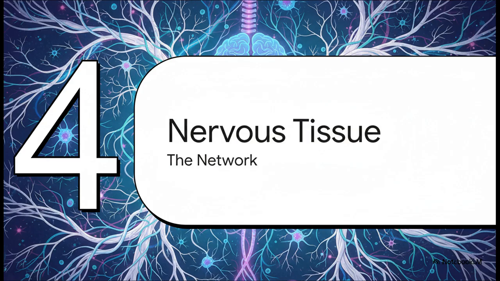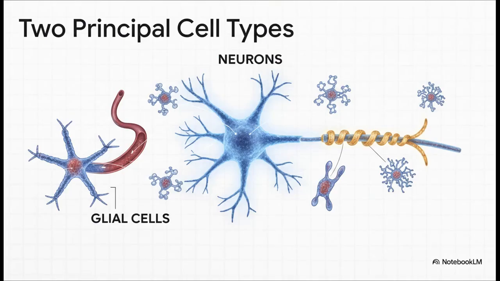And that brings us to our fourth and final pillar, the master communication system, nervous tissue. This is the body's command and control center. It makes up the brain, the spinal cord, and that vast, sprawling network of nerves that reaches every last corner of your body.